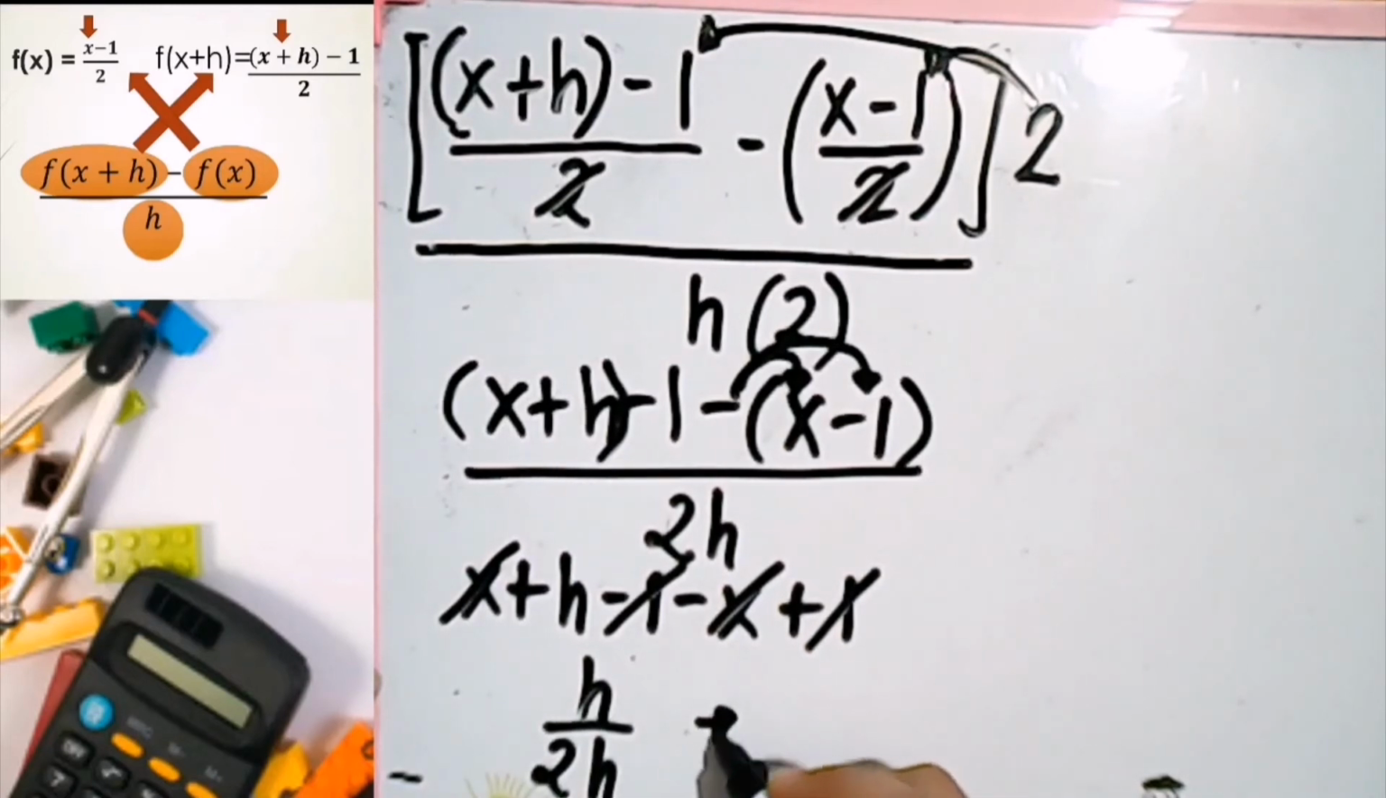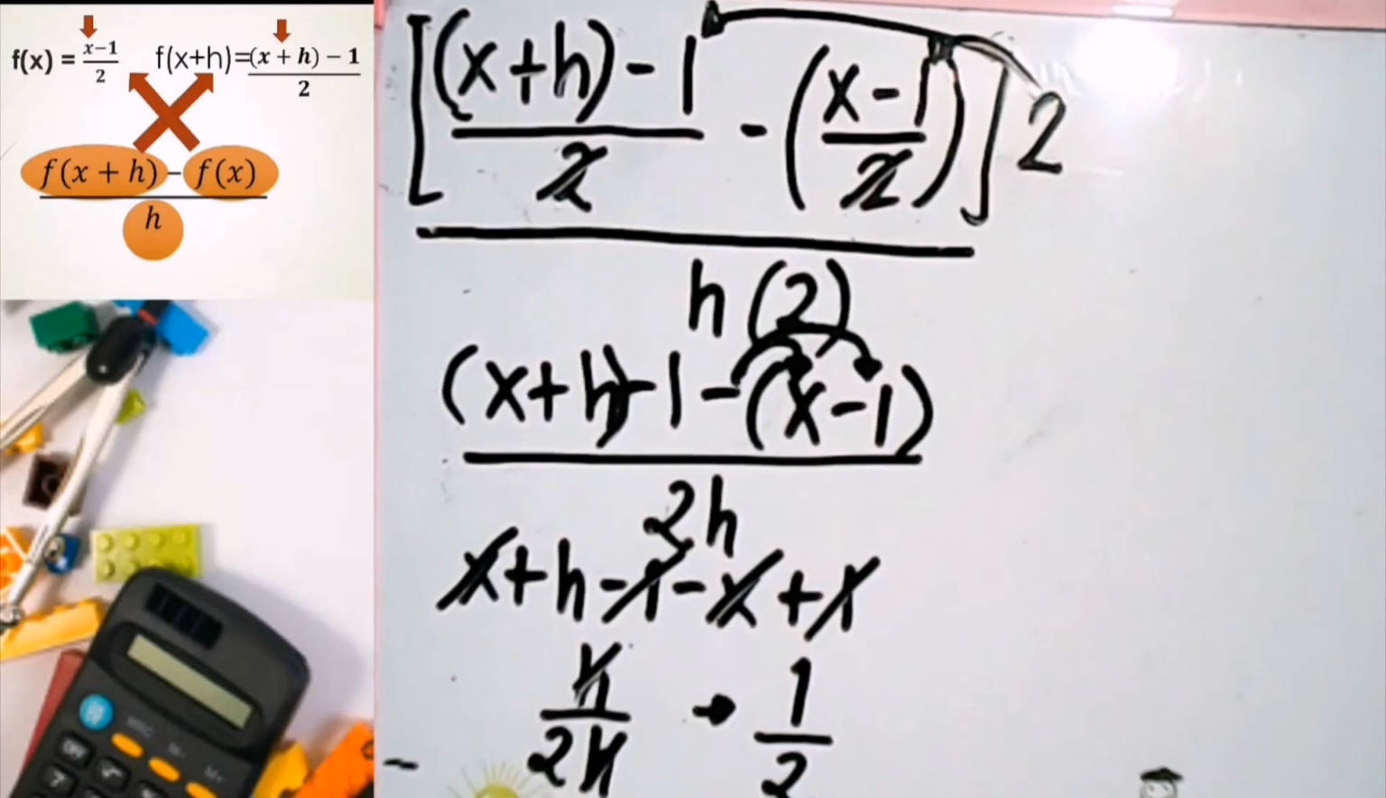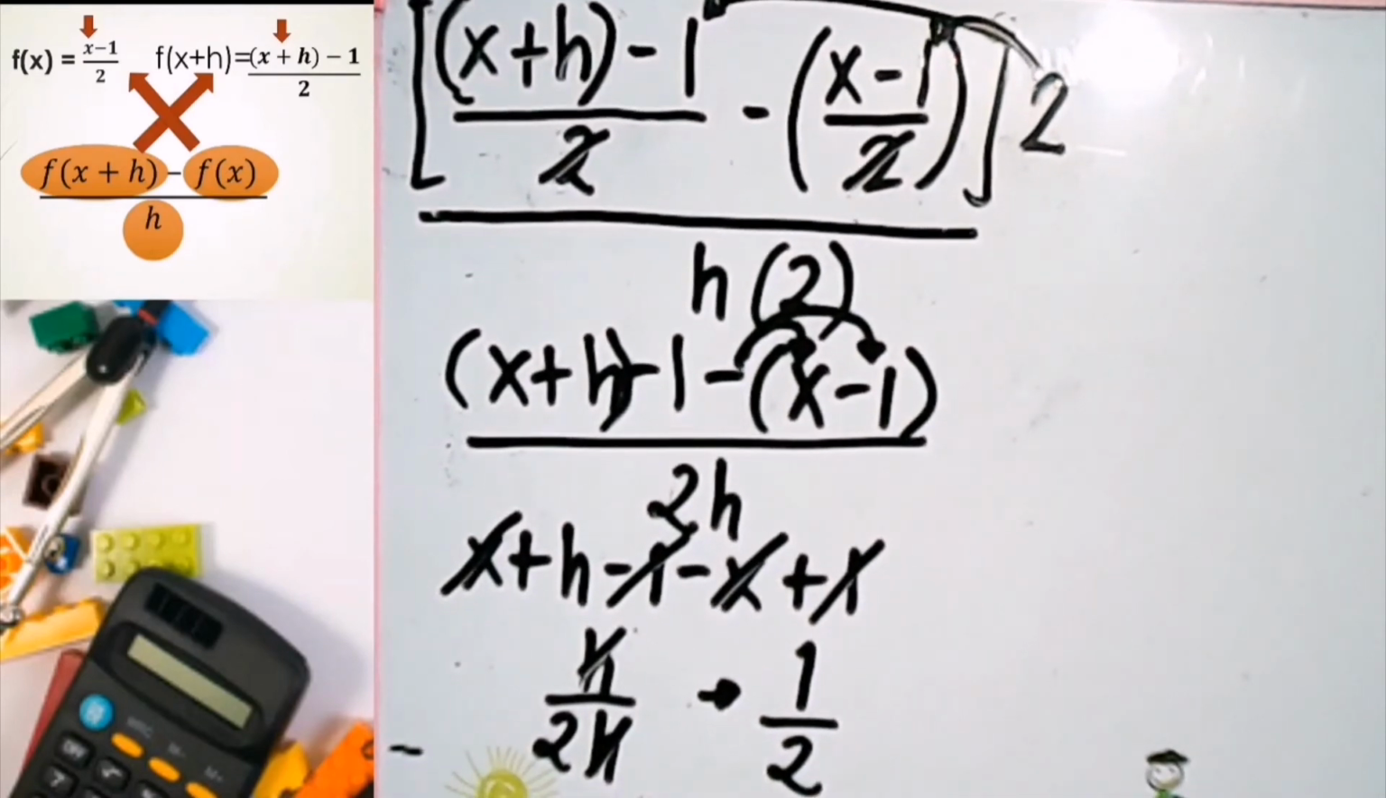Now, can we divide h to 2h? Yes, we can cancel out. h divided by h is equals to 1 all over 2. Therefore, the answer is 1/2.